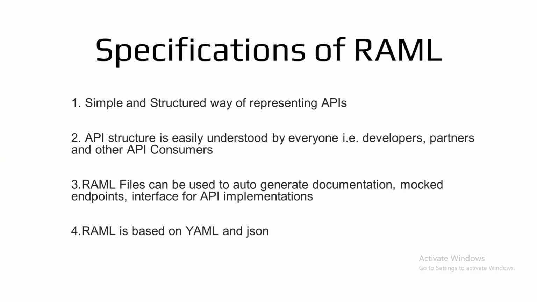Mocked endpoints. Let's say a consumer wants to test before implementation of your API. We can give that mocked endpoint to the consumer or our client to test it. It will validate its request and response, what validations are required, and whether it is correct or not. We can validate that before implementing the API. And this is the interface for API implementation. As I said, RAML is based on YAML and JSON. So these are the specifications of the RAML.